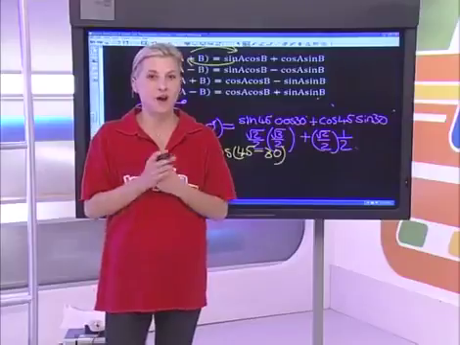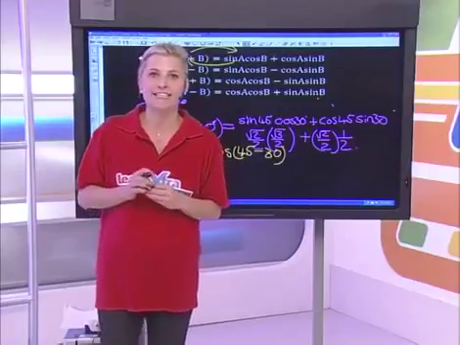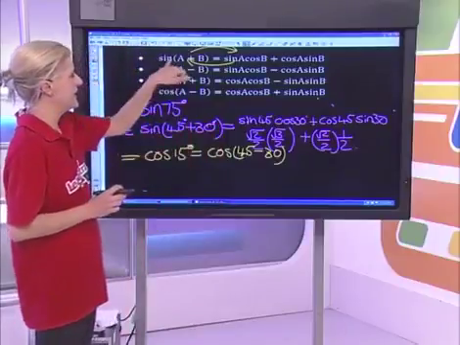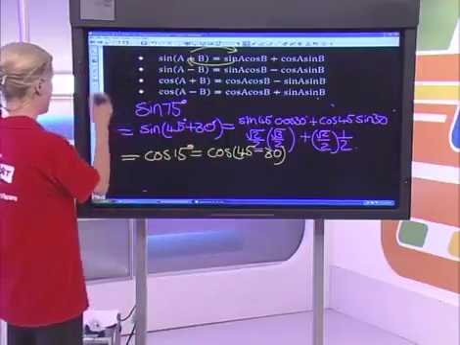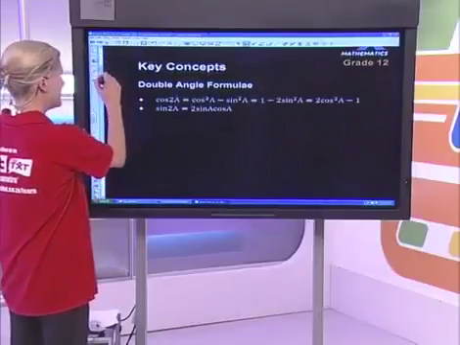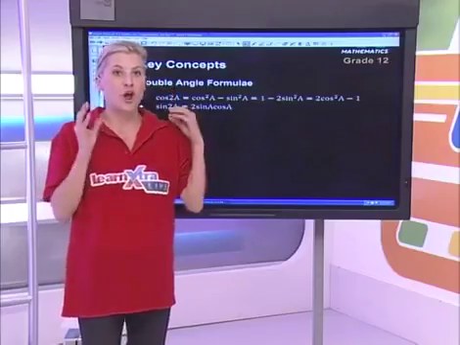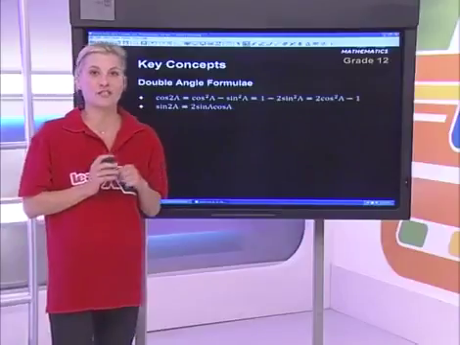Now, directly from the compound angle identities, we get our double angle identities. So the double angle identities is if A and B are the same thing. So let's have a look at these. Once again, guys, nothing to learn here. The double angle identities will be given to you on your information sheet. Now have a look at this.